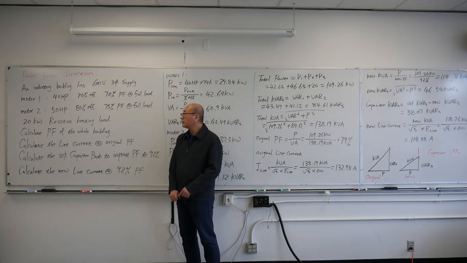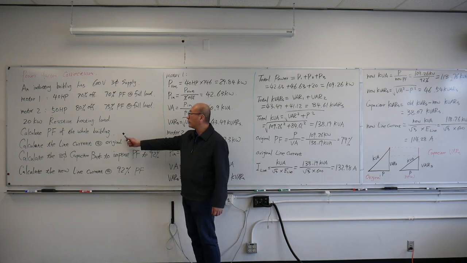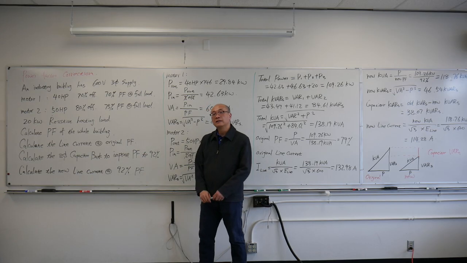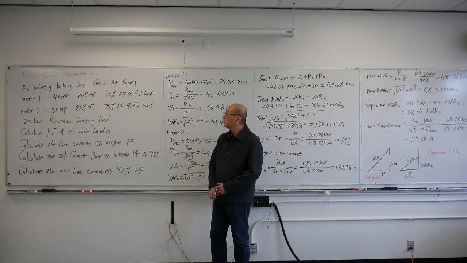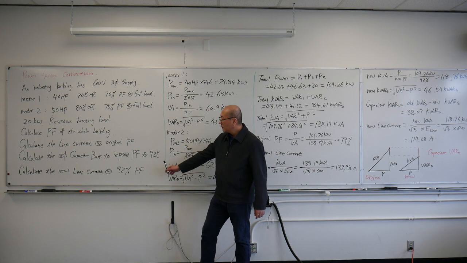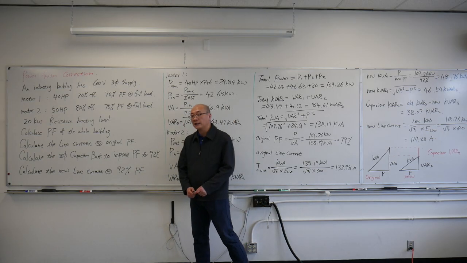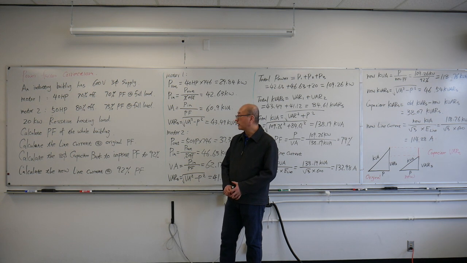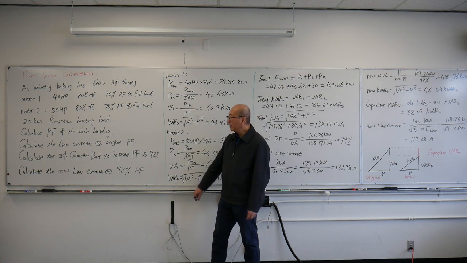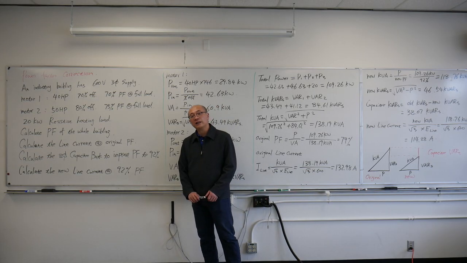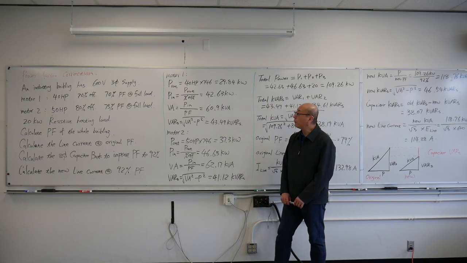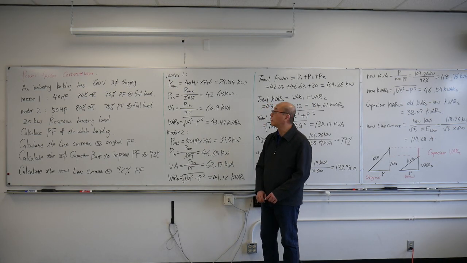The question is going to ask you to calculate the power factor of the whole building with those loads. Then we're going to calculate the line current at this load. After that, we're going to calculate the capacitor bank, the kVArs, to improve the power factor to 92%. And then we're going to calculate the new line current at the 92% power factor. So first, we're going to calculate each individual load.